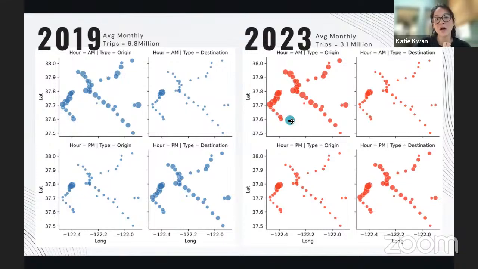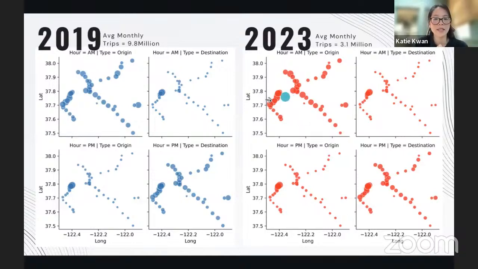I think that this visualization provides us kind of a first 10,000-foot view of what's going on. But stepping away from station volume, I actually want to understand where people are going. How are they using BART differently?